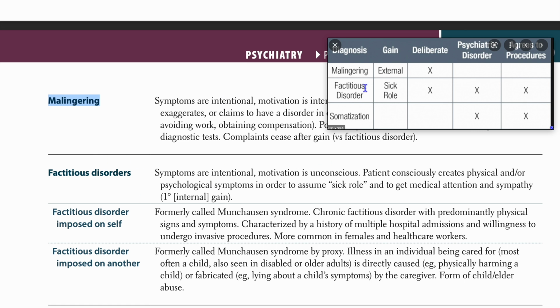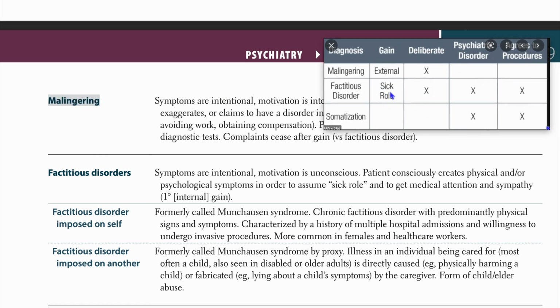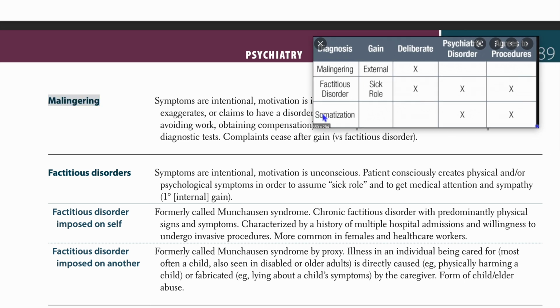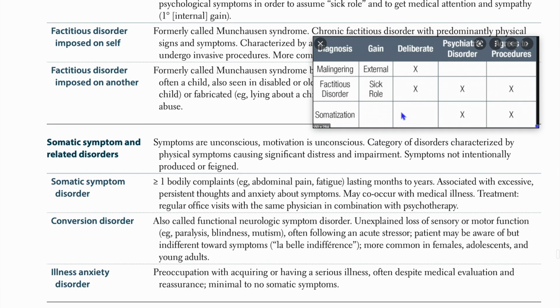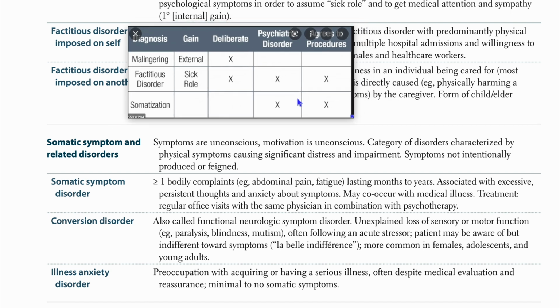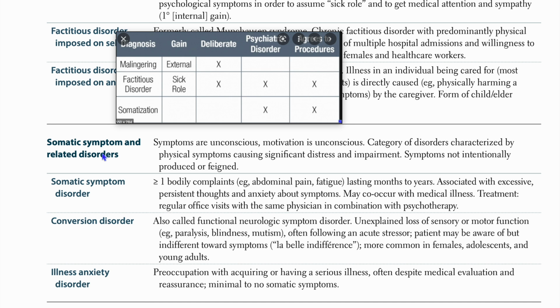And in factitious disorder, the gain is the sick role, so they get sympathy and all that stuff. It is deliberate, it is a psychiatric disorder, and they will agree to all the procedures. In somatization, they don't have gain, they don't do it deliberately, but it is a psychiatric disorder, and they do agree to all the procedures. And the majority of the time, females are victims of this by doctors because they don't believe them. That does happen. Okay, so somatic symptom and related disorders.